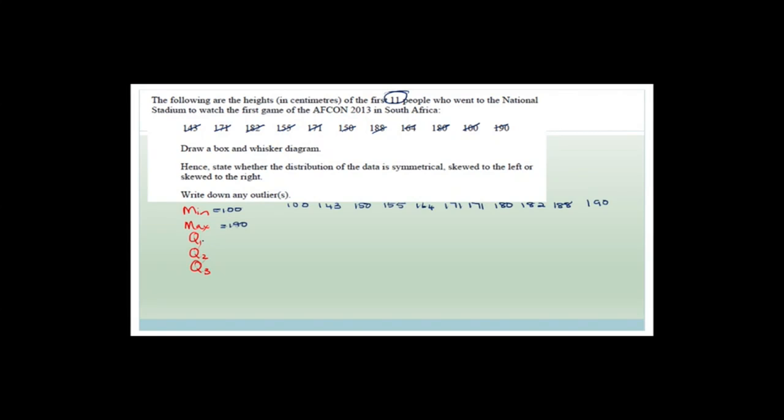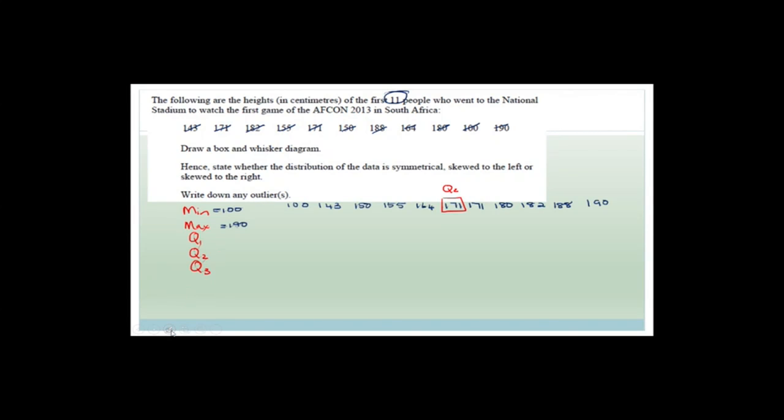Now we need to get Q1, Q2, and Q3. So the easiest way to do this is to find the median first, which is the middle number. So we've got 11, which means there has to be 5 on either side. So this is going to be easier. It's going to be 1, 2, 3, 4, 5. That there is Q2. 1, 2, 3, 4, 5.